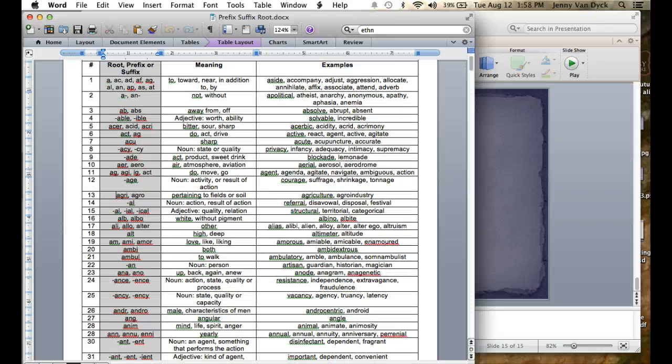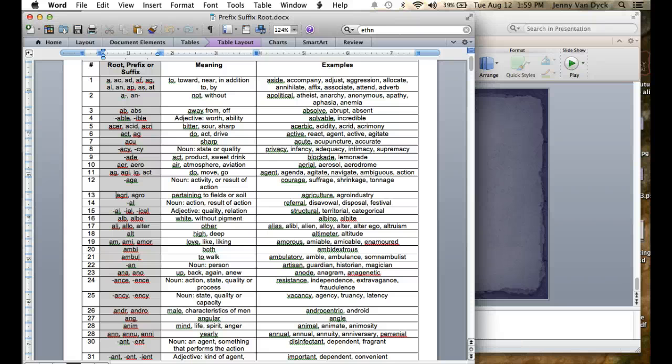But there are lots of examples here. So remember, if there is a dash after it, that means it's a prefix. It's going at the beginning. So if you put a in front of something, that means not or without. So apolitical, that means without politics. Atheist, without God or without belief. Apathy, without feeling, etc. So that is a prefix.